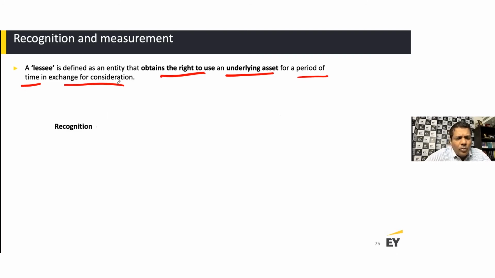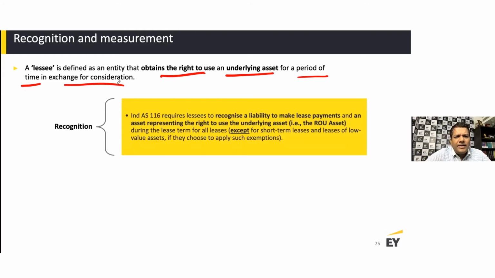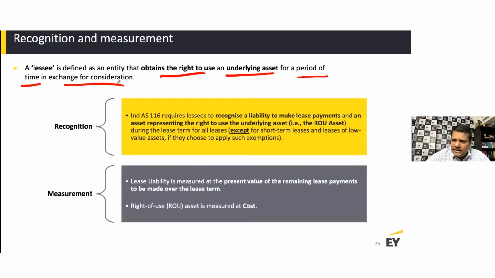Now, when you look at the recognition, when do I need to recognize? At the lease commencement. Ind AS 116 requires lessees to recognize a liability to make lease payments, and an asset representing the right of use of the underlying asset during the lease term, for all leases, except, as I said, for short-term leases or leases of low-value items, where you decided to take the exemption.